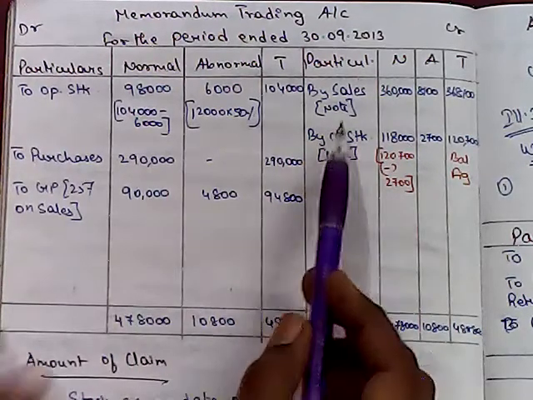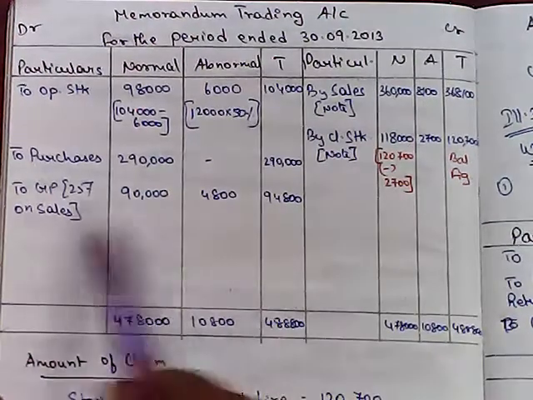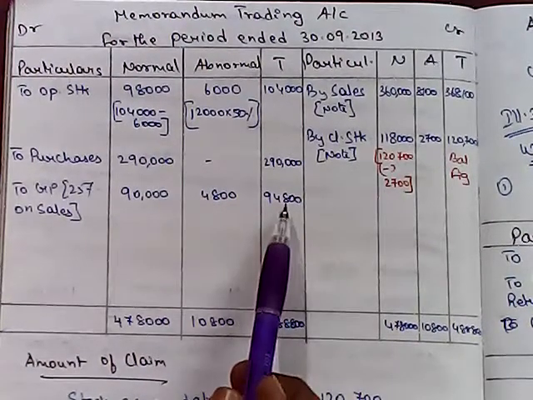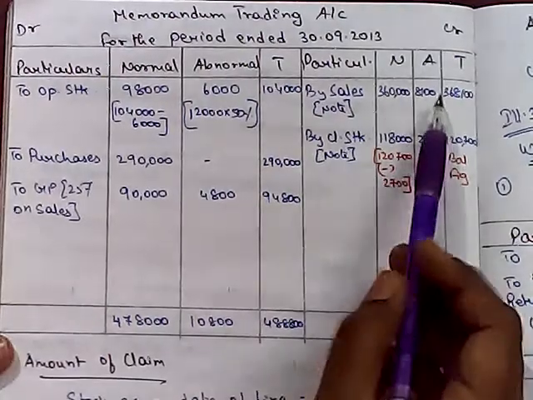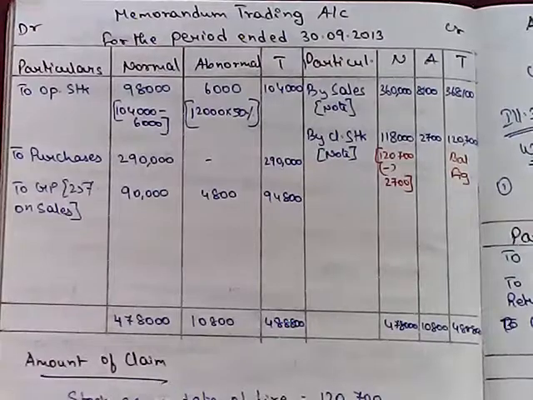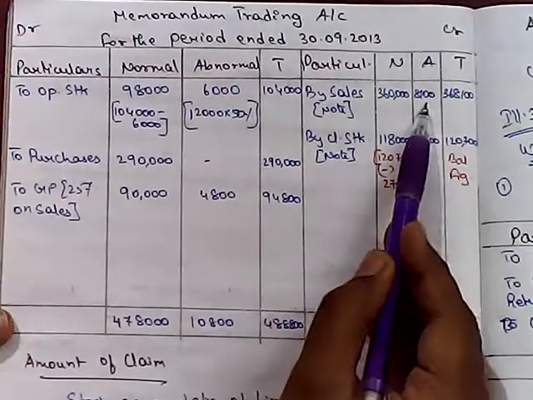Okay, sales is nothing but 3,60,000 plus 8,100. Into 25%, we would get 90,000 and 4,800. So the total comes to 94,800. Now, on the credit side we have by sales, which is 3,60,000 and 8,100. So where did we get this 8,100?